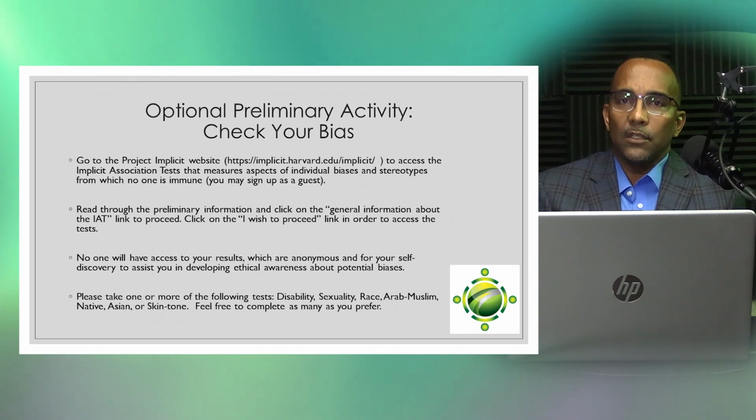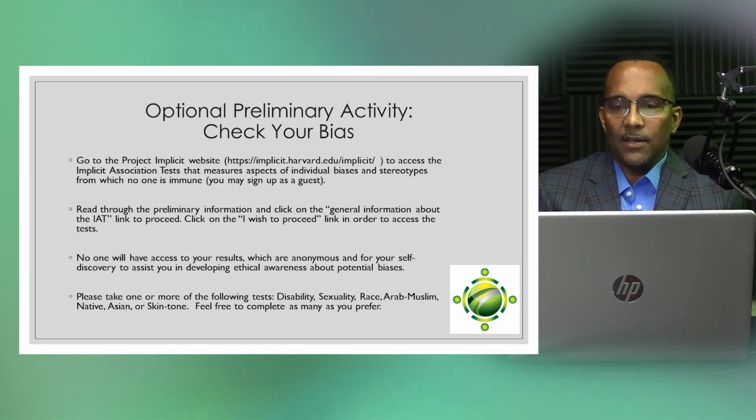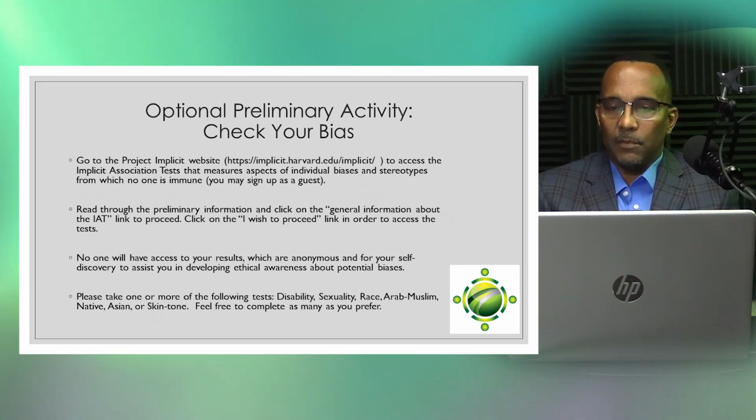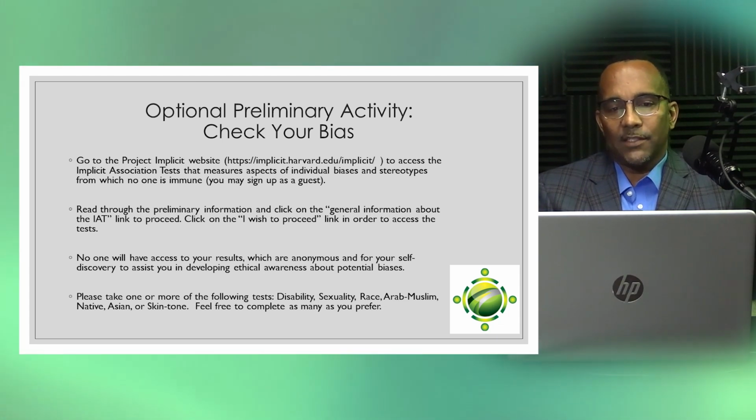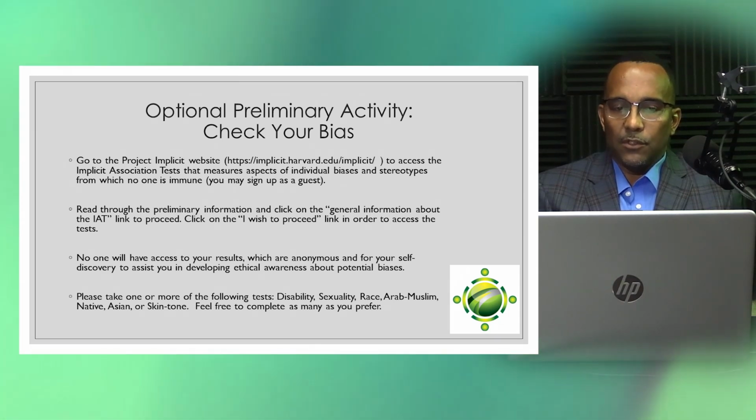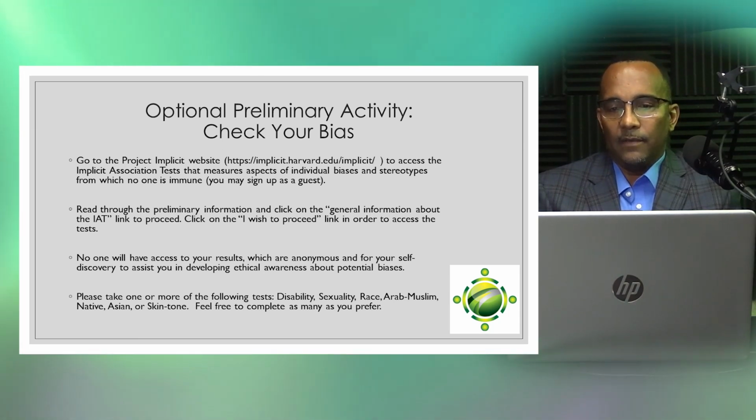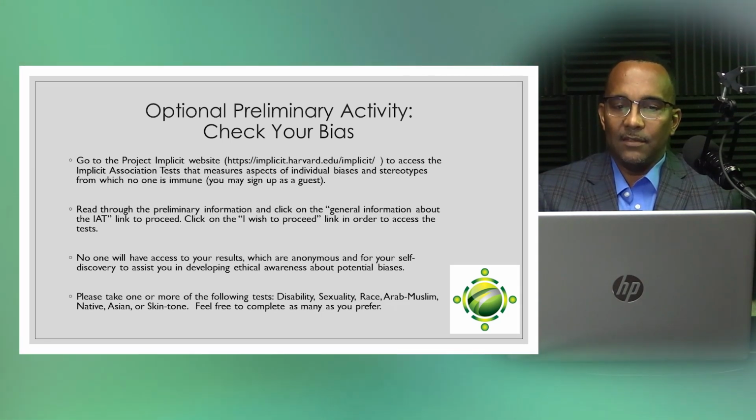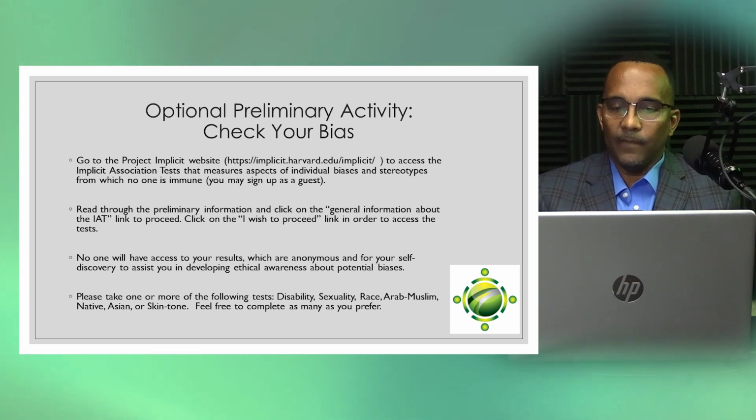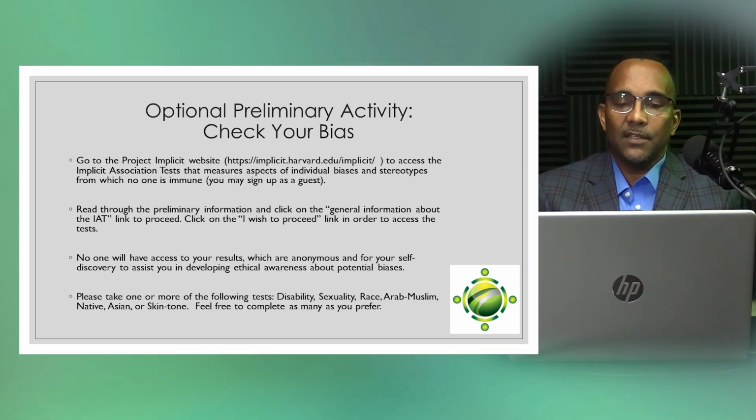If you choose to do so, please go to the Project Implicit website. The link is provided here in the presentation, and access the implicit association tests. These tests measure aspects of individual biases and stereotypes. The instructions are presented here too. Read through the preliminary information and click on the general information tab, general information about the IAT. The IAT is the implicit association test. Click the link to proceed, then click on I wish to proceed to access the test.